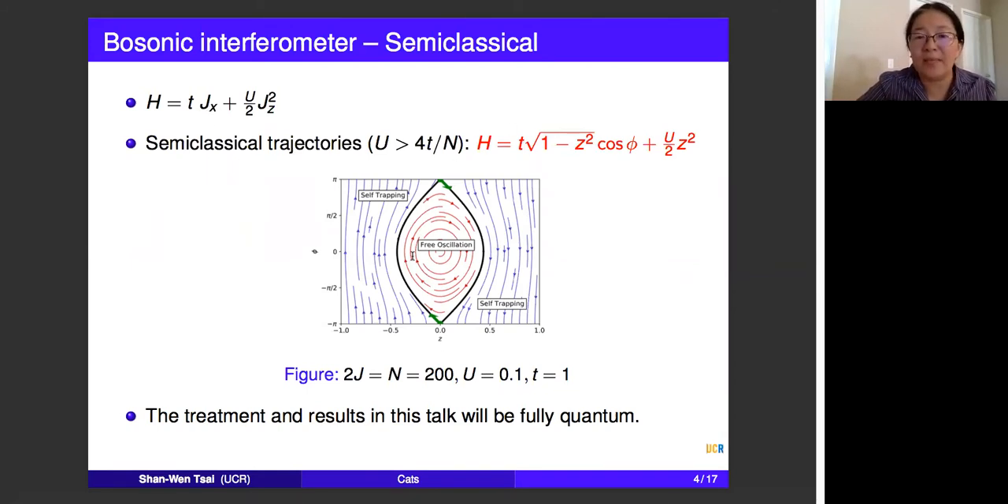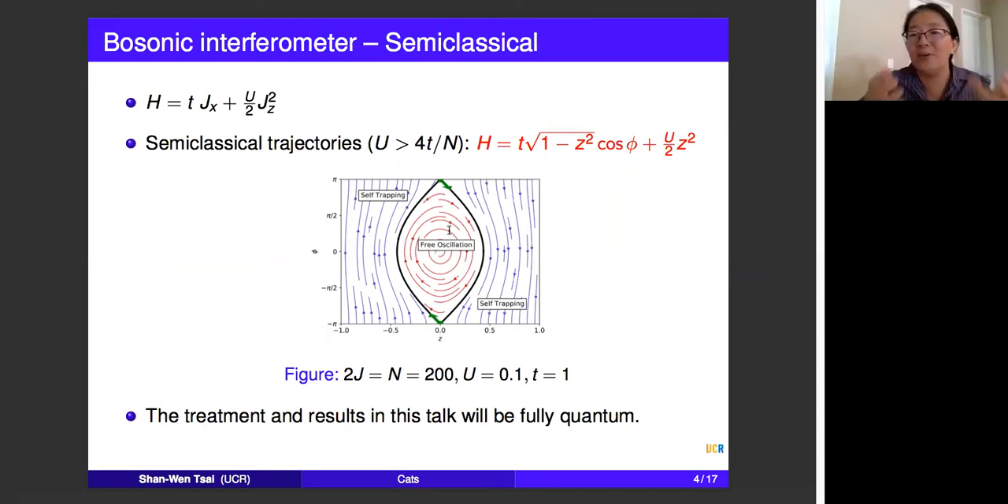But when I look at the phase space, how this looks like, this is what we have. It has a very simple physical interpretation. Again, these lines that should be connected really are equal energy lines of the semi-classical or classical Hamiltonian. As you do time evolution, it will follow these lines. And you have two different regimes, separated by a separatrix.